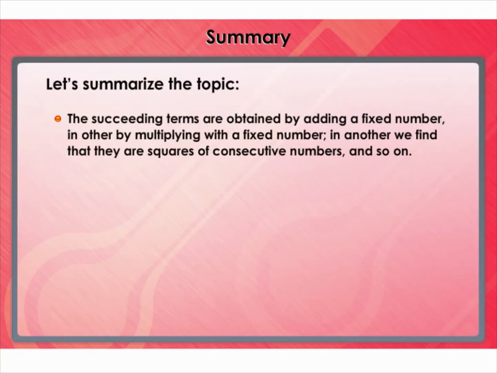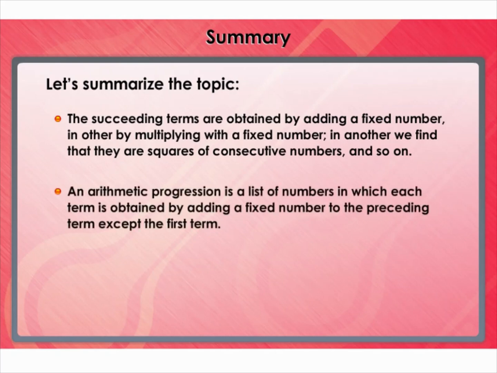Summary. Let's summarize the topic. The succeeding terms are obtained by adding a fixed number, in others by multiplying with a fixed number, in another we find they are squares of consecutive numbers, and so on. An arithmetic progression is a list of numbers in which each term is obtained by adding a fixed number to the preceding term, except for the first term.